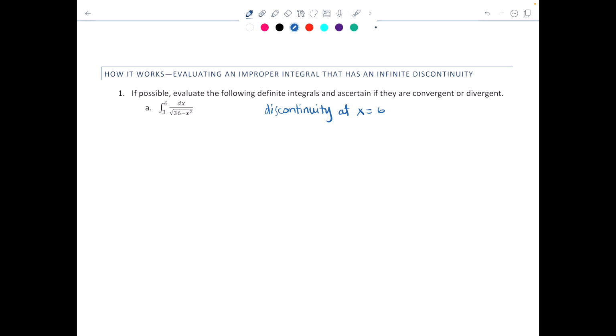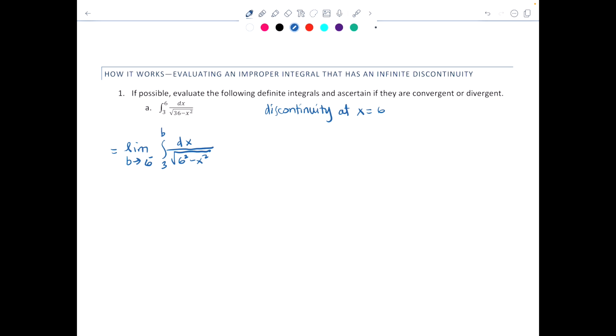Cool, cool? All right, so that means that this is an improper integral, and then I'll have the limit as b approaches 6 from the left side of the integral from 3 to b of dx over the square root of 6 squared minus x squared. I'll set it up for our arcsine.